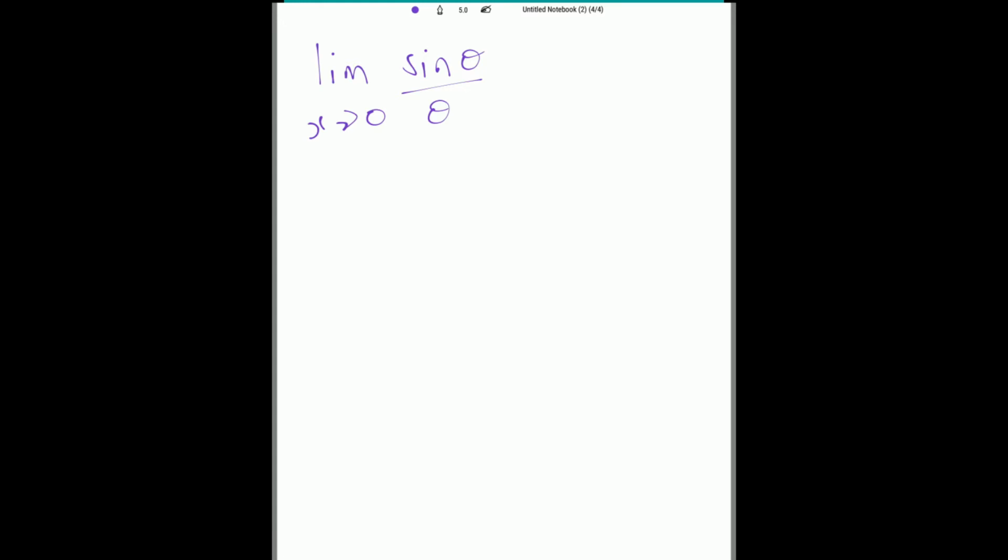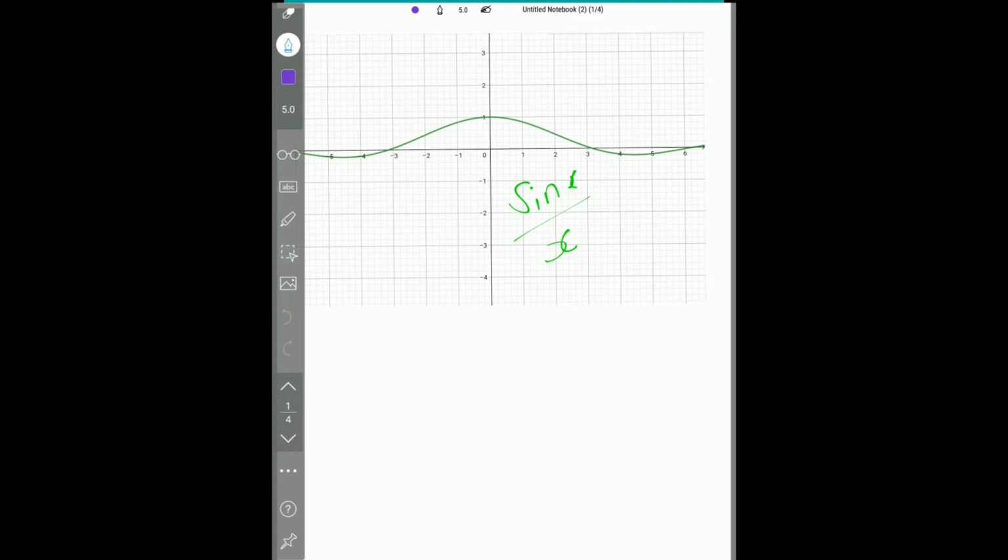Now, at first glance, it may seem as though this limit does not exist because for sin θ over θ, with direct substitution, we get 0 over 0, and so the limit does not exist. But really and truly, the limit does exist. And to prove this, we're going to look at the graph of sin θ over θ. So here's the graph of sin θ over θ.